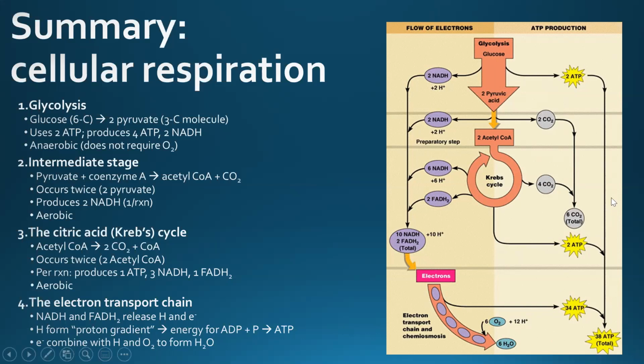So in the end, the 2 ATP from glycolysis plus the 2 ATP from the Krebs cycle plus a whopping 34 ATP from the electron transport chain will give you a total of 38 ATP in all for a single molecule of glucose. Yes, a single molecule of glucose will result in the synthesis of 38 ATP.